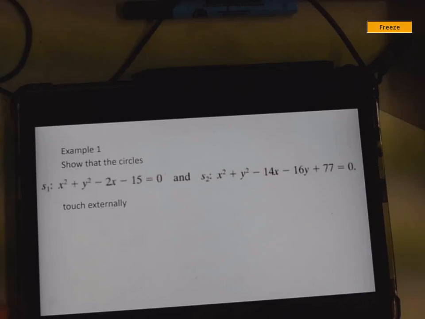Okay, ready? So we need to get the centre and radius of each circle, because if they're touching externally, the distance between their centres is equal to the sum of their radii.